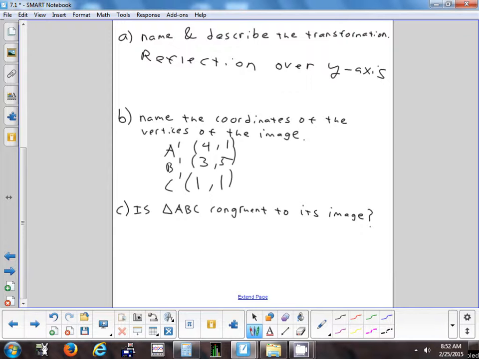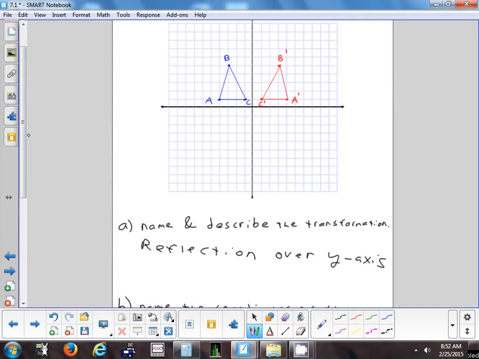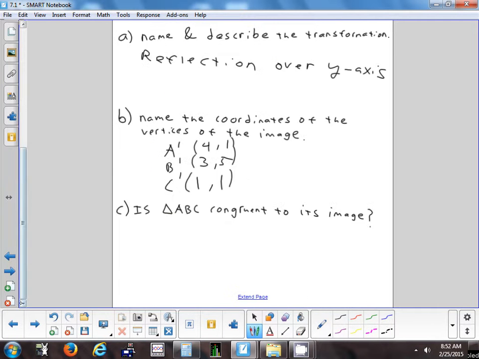And the last question: is the original triangle ABC, the pre-image, congruent to its image? Are those two triangles congruent? What do you think here? Yeah, they're congruent, basically you could say by side-side-side. All the sides stayed the same length when you reflect it. No lengths changed. So those two triangles are mirror images, but they are congruent. So, yes.